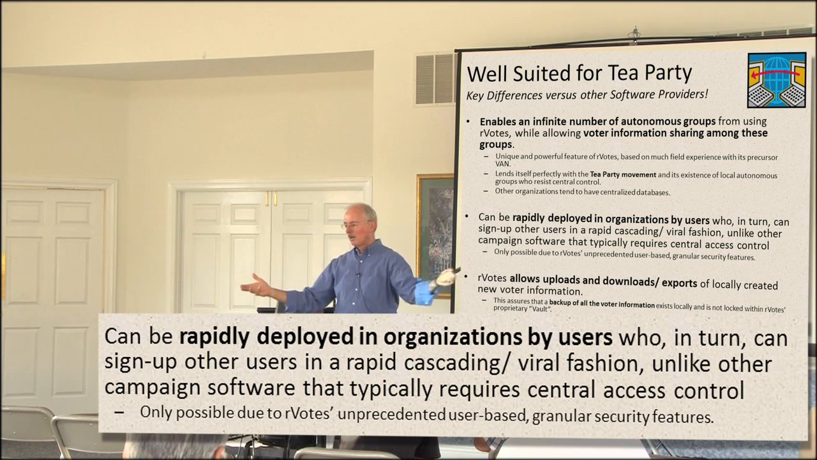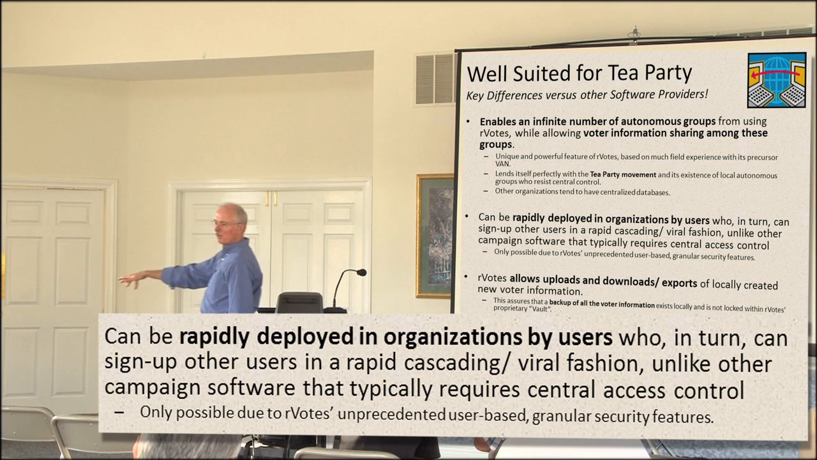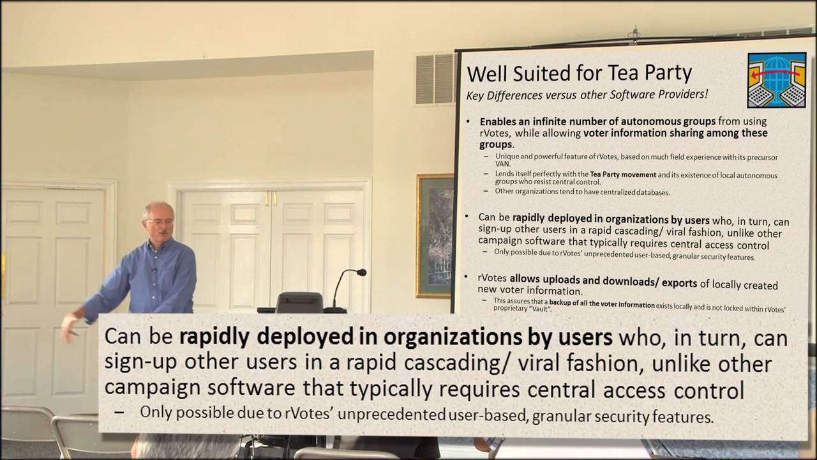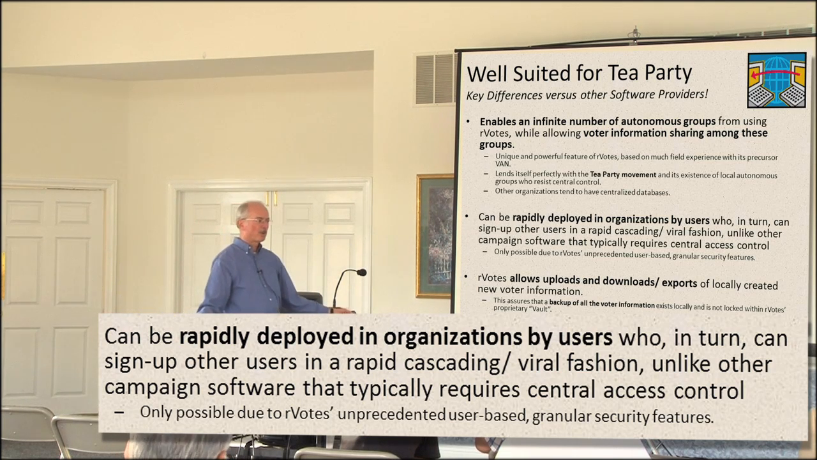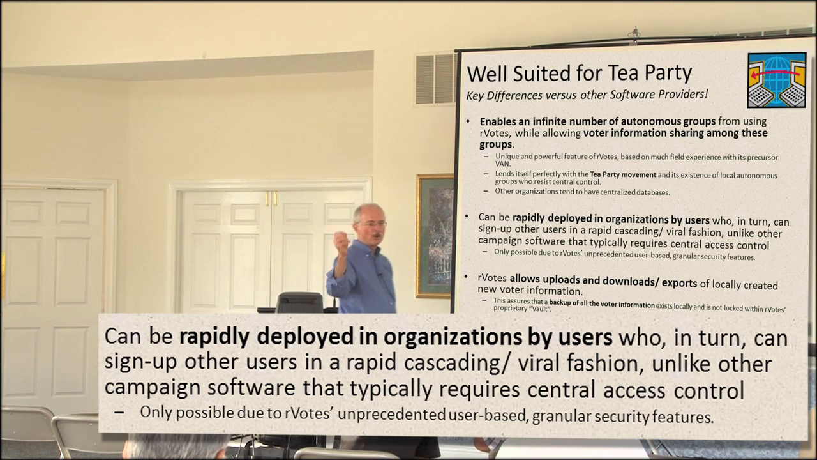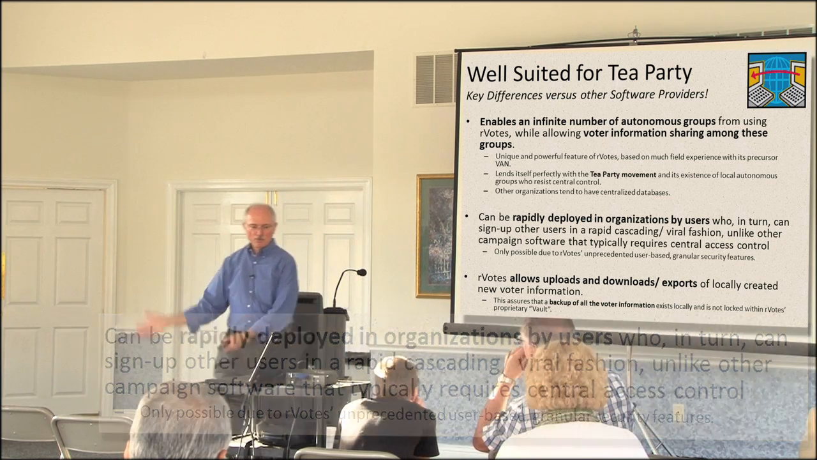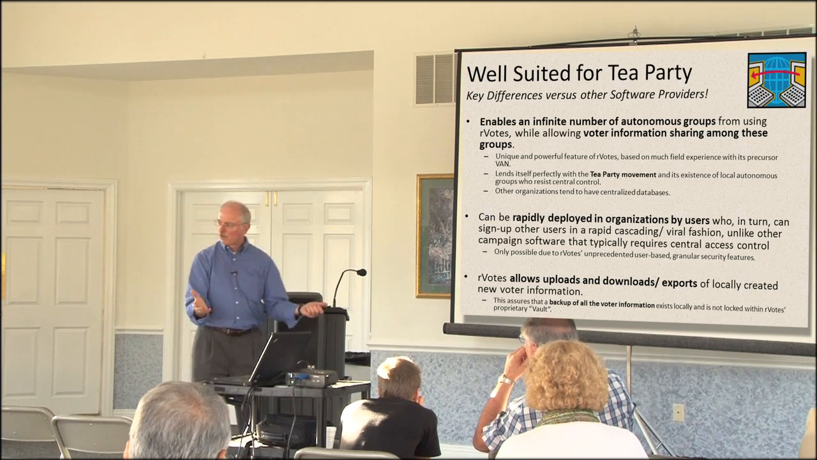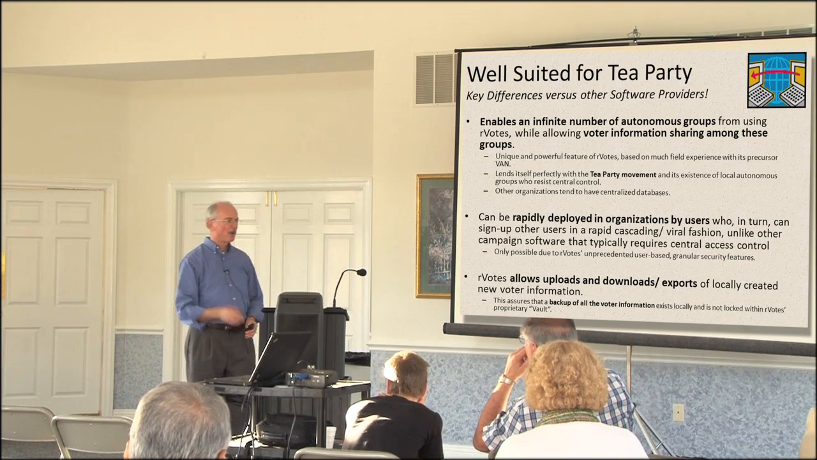organization, and they in turn can then give access to other people who they trust, okay? So before you know it, you've got hundreds of people potentially all accessing rVotes, all being able to create walking lists, phone lists, inputting data in terms of voter information, etc. This is really powerful stuff.